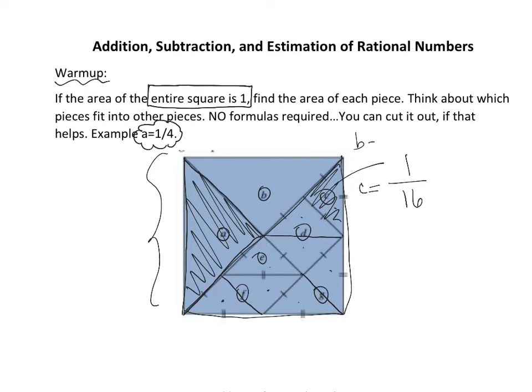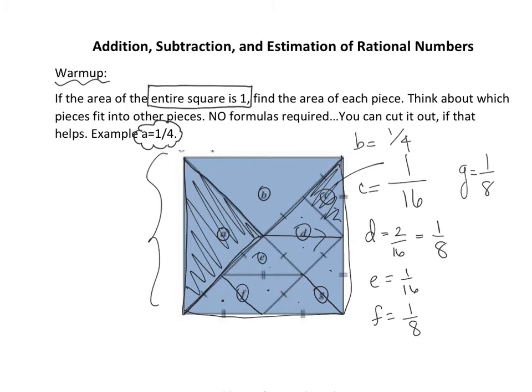Well, we already know B is equal to 1/4 because it's the same as A. It's equal to it. And so then D is made up of 2 of those triangles, so that's 2/16, or you could say 1/8 if you think about simplifying. Part E is one of those triangles. Part F is made up of 2, so that'll be 1/8, and then part G is also 1/8. So how'd you do? Did you figure it out?